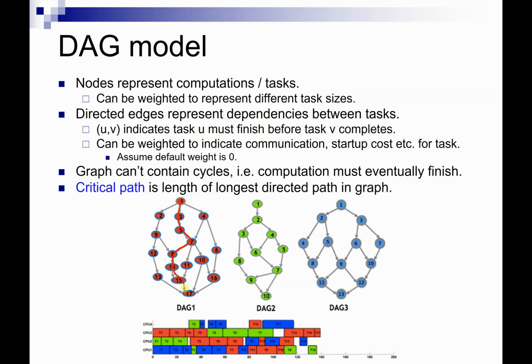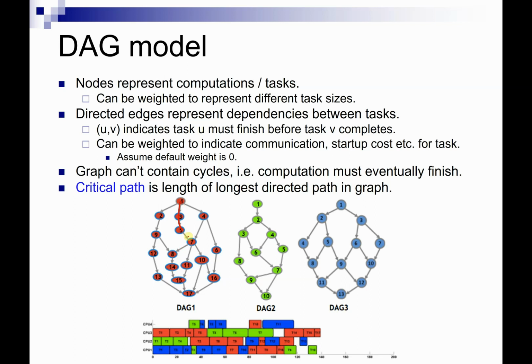I'm not really sure, but I think that looks like the longest path, and so that would be the critical path. The reason we're interested in the critical path is because, as we'll see on the next slide, a computation has to take at least as much time as the length of the critical path, no matter how many parallel processors you use.